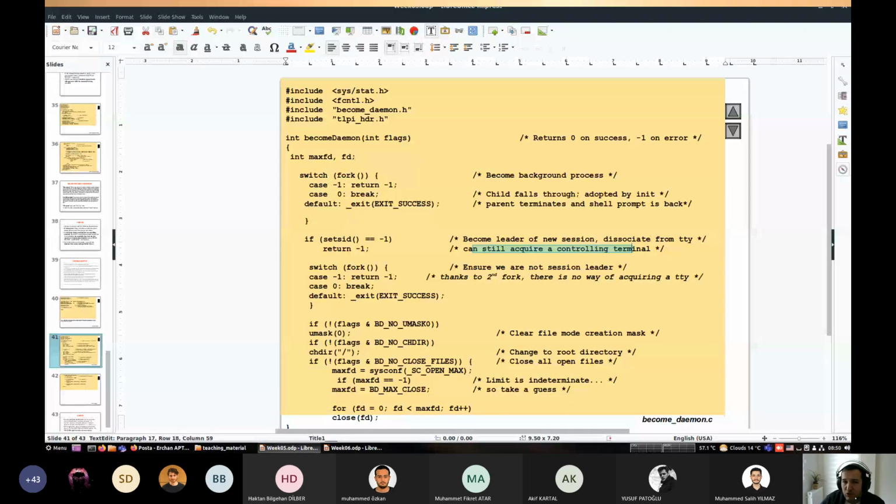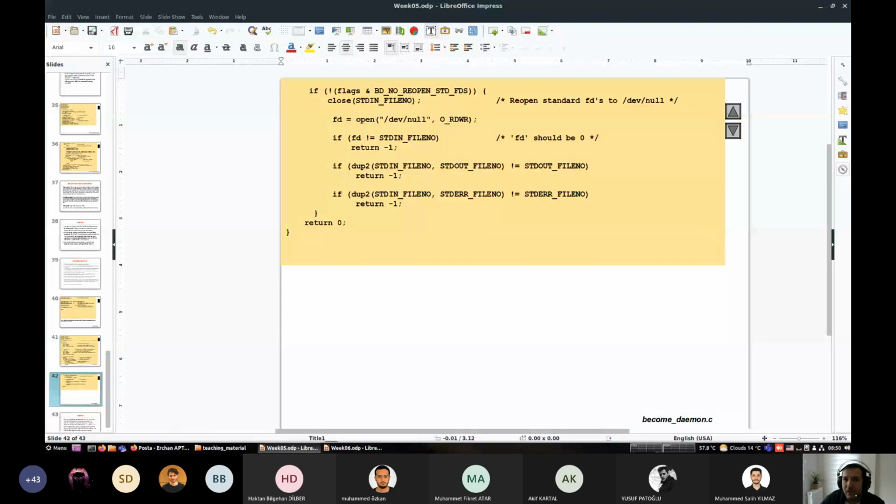Then, very easily, we just have some controls, whether we want to call umask, whether we want to change the current working directory, close the open files, all of them, whatever is open, and so on. Of course, at this point, we also redirect all of the input, output, and error to the /dev/null device to make sure that whatever we produce as output also disappears forever. So this is pretty much the standard way of daemonizing, converting a standard process to a daemon.